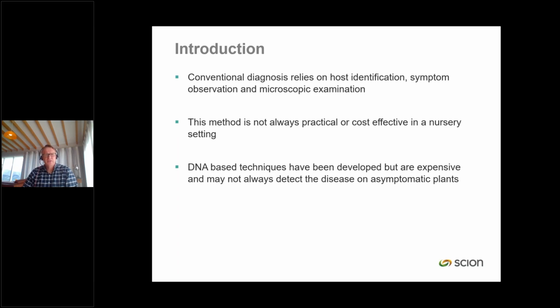Conventional diagnosis relies on host identification, symptom observation, and microscopic examination. But this method's not always practical or cost-effective in a nursery setting. And seeing the subtle signs of the disease en masse, or over a lot of plants, is actually quite difficult, especially when it's first being expressed. DNA-based techniques have been developed but are expensive and may not always detect the disease on asymptomatic plants. And this is a bit of a problem, because you really need to know where to look to take the sample, because they're based on small sample sizes.